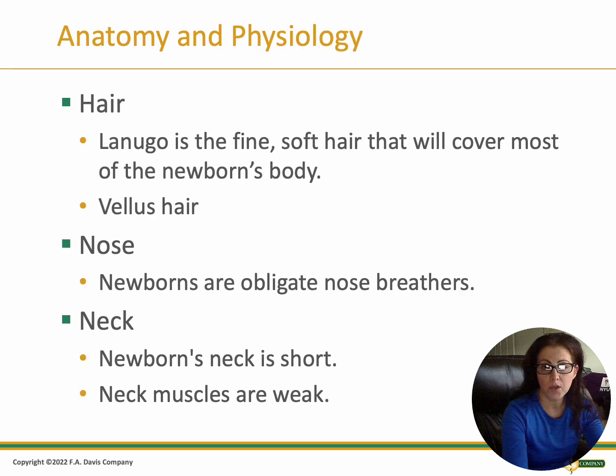Hair is called lanugo. You have lanugo all over the body, and it's usually soft, fine hair that covers most of the newborn, and it keeps that baby warm. It's kind of like peach fuzz.